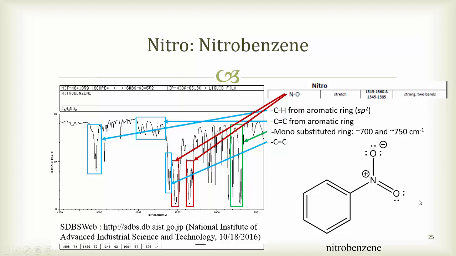Now the nitro group, there are some very distinct peaks to look for. There are 2 of them, and one of them will be at about 1515 to 1560, and the other one will be about 1345 to 1385, and they tend to be 2 strong bands of relatively equal intensity. But that's what you're going to be seeing if you're dealing with a nitro group.